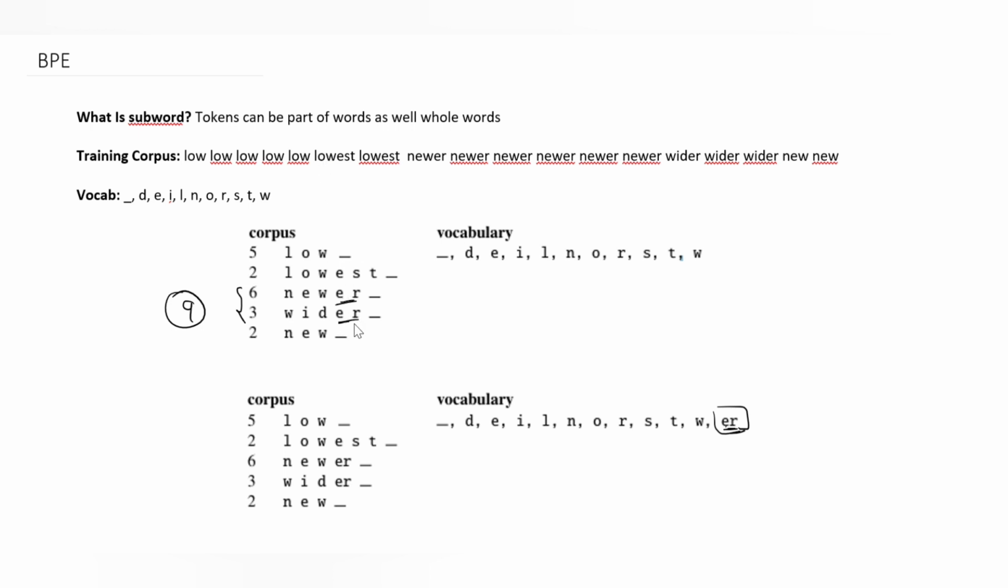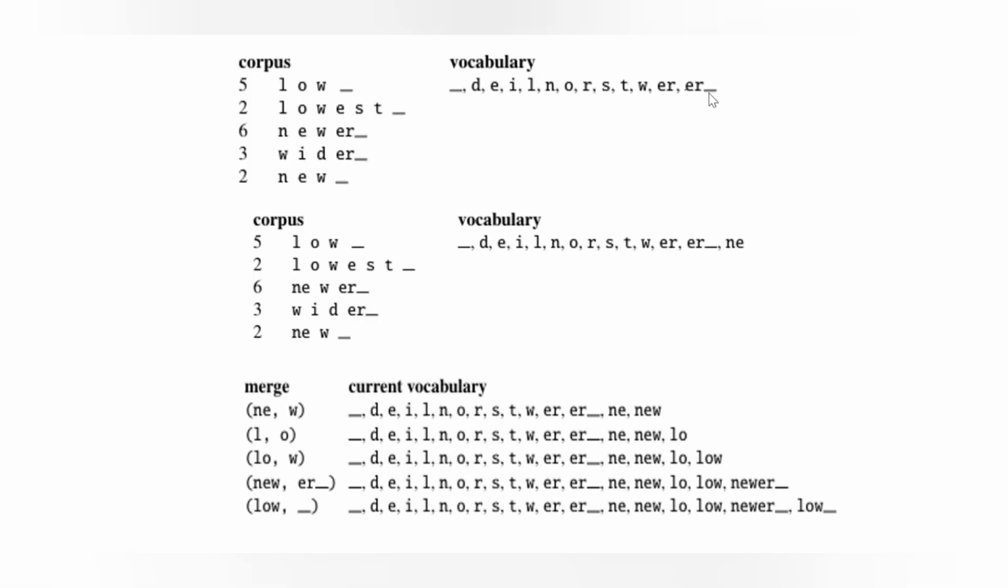That means we are taking into account even the characters and subwords. So do not get confused here. Again, what we are going to do, we are going to find the next combination. So the next combination is again ER and this particular underscore. ER and this underscore is again appearing 6 plus 3, 9 times. So we are going to add another vocabulary. We are going to combine them as ER and add this particular ER to the vocabulary. So we have added ER to the vocabulary here.